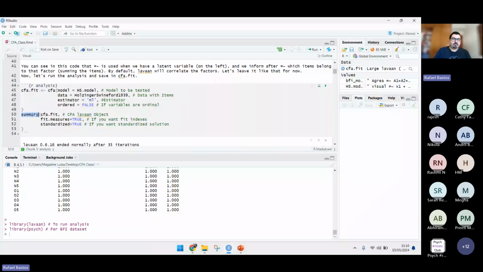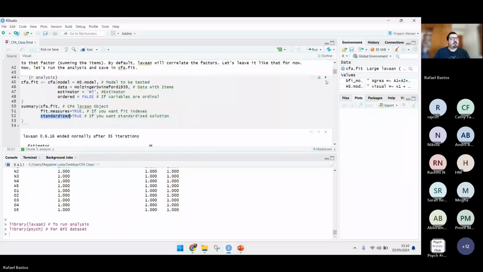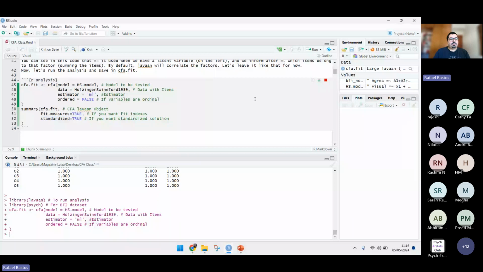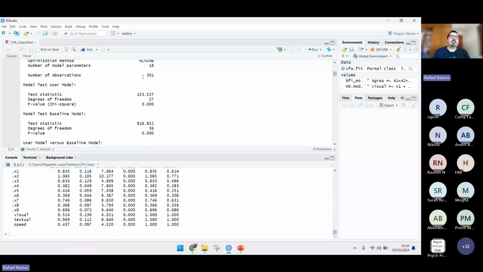And to have the results, we'll calculate the summary. We'll do the summary of this object and ask for fit measures, so the goodness of fit statistics, and ask for standardized solutions so we know how to interpret this better. Okay, so we just run this, and the results should be here. So we have the number of observations. There are 301 participants.